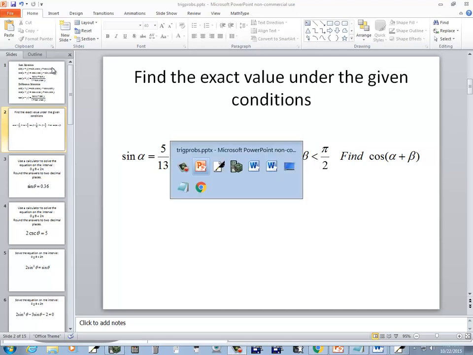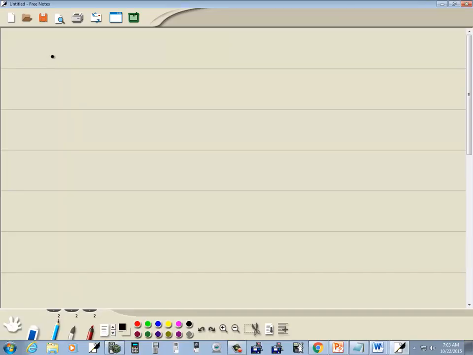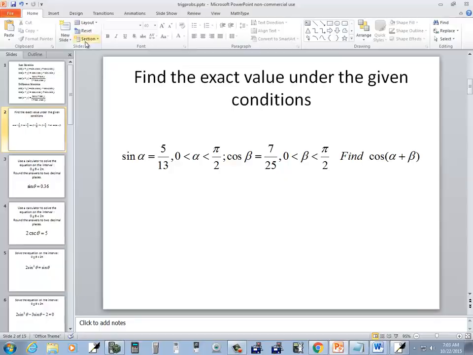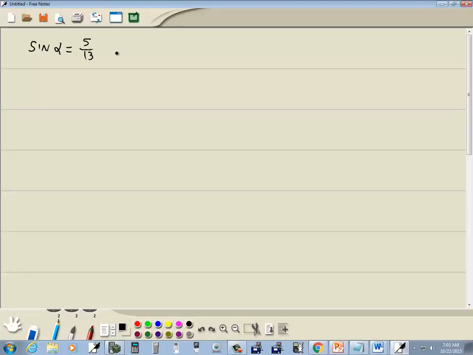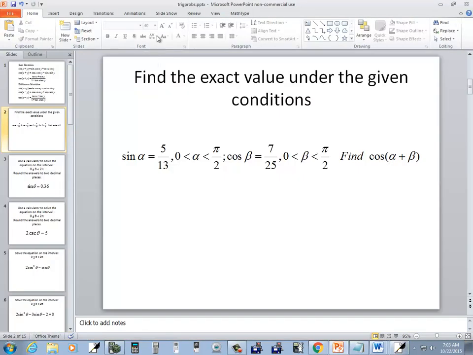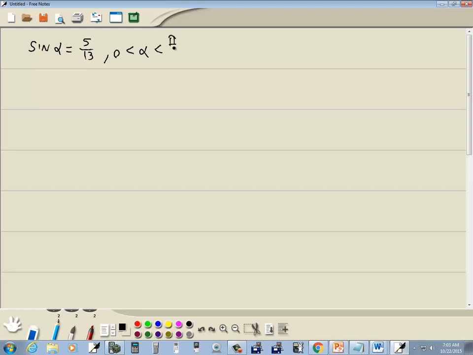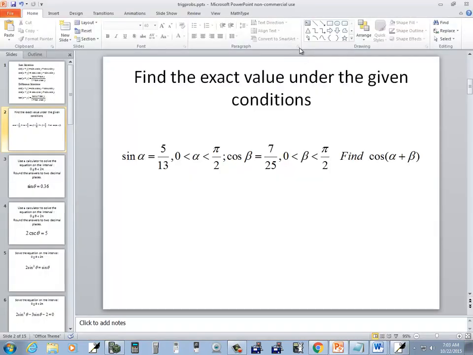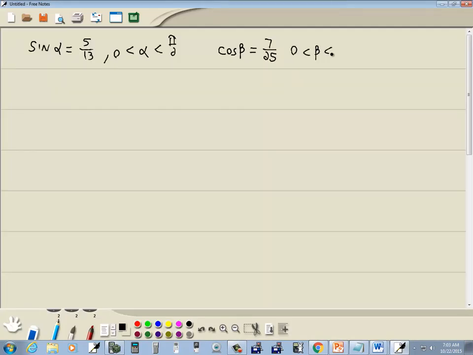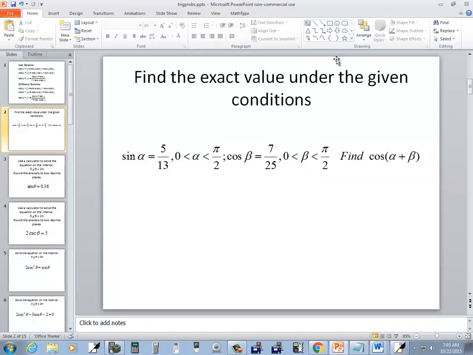Let's take a look at this problem. We got sine alpha is equal to 5/13, where alpha is between 0 and pi over 2. And we have cosine beta is equal to 7/25, where beta is between 0 and pi over 2. And we want to find cosine of alpha plus beta.